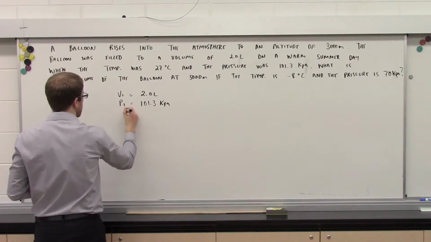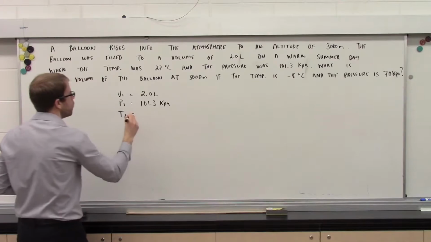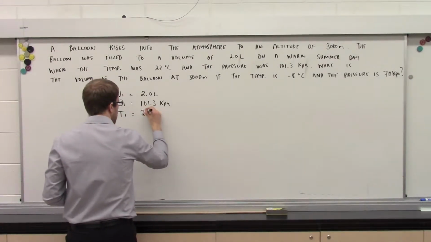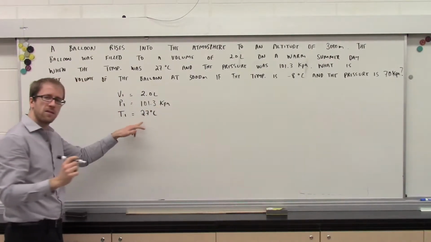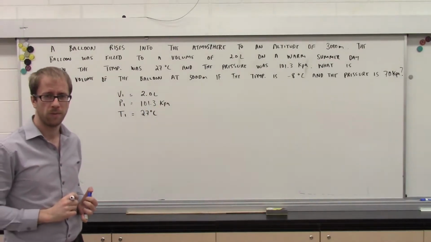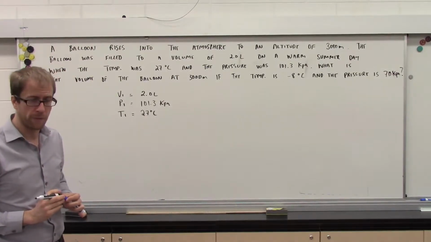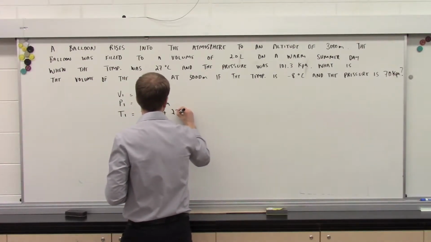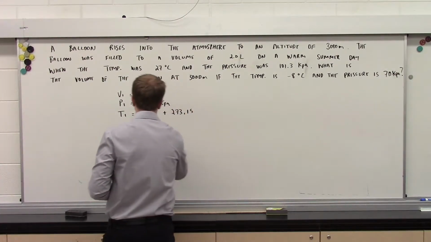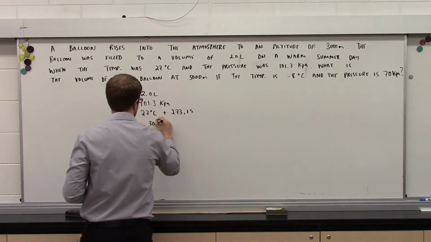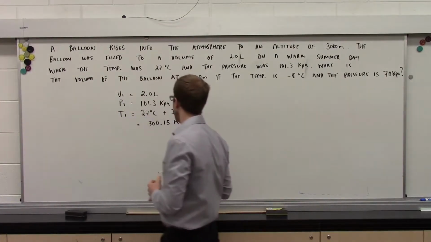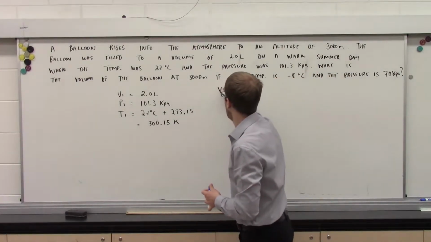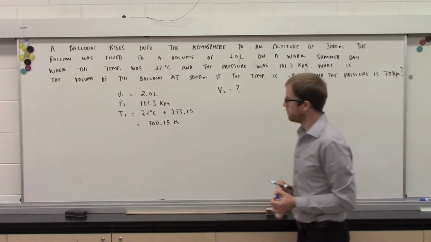And we also know that the temperature was 27 degrees Celsius. However, you should know already that that's not going to cut it, degrees Celsius. What do we need to convert that into? Yeah, that's right, we have to convert that into Kelvin. How do we do that? We must add 273.15, which gives us 300.15 Kelvin. On the flip side, we are looking for our final volume.